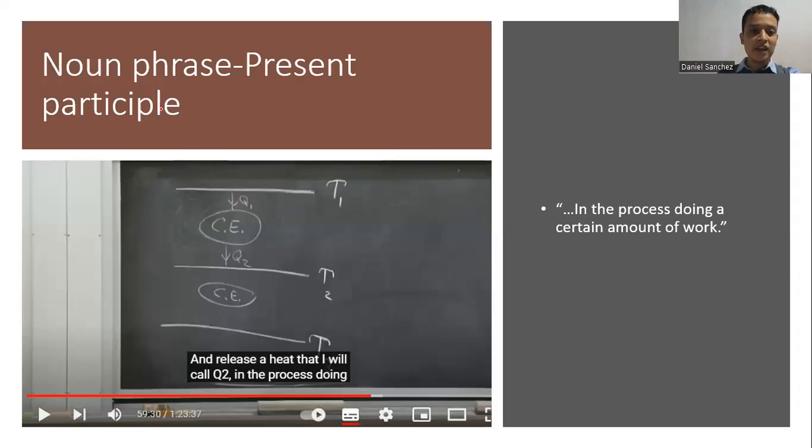And then he used a noun phrase with a present participle in this phrase: in the process doing a certain amount of work. This is the noun phrase, which describes or gives more information about the process that he was talking about.